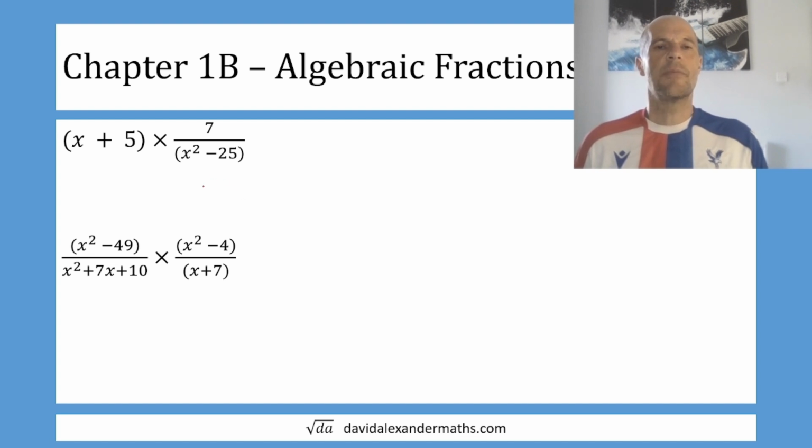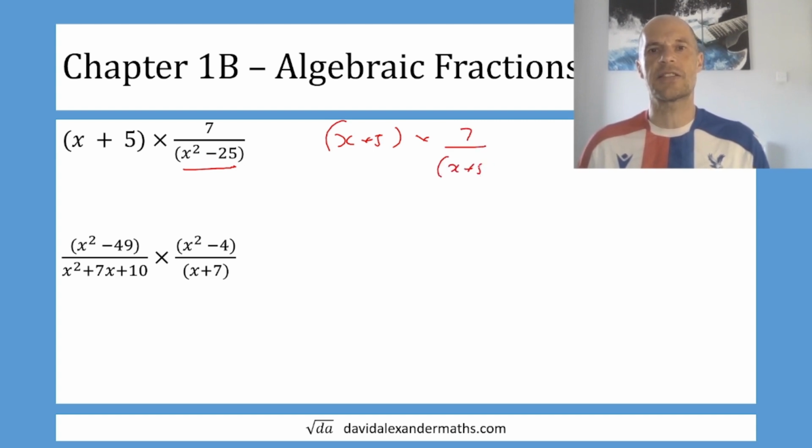Okay, so with other algebraic fractions, we need to recognise things like factorising and the difference of two squares. So here we have x plus 5 multiplied by 7 over, now x squared minus 25 factorises to x plus 5, x take away 5, and that's really handy because this x plus 5 will cancel with this x plus 5. Now, a lot of people don't like multiplying fractions when one of the things is not a fraction.